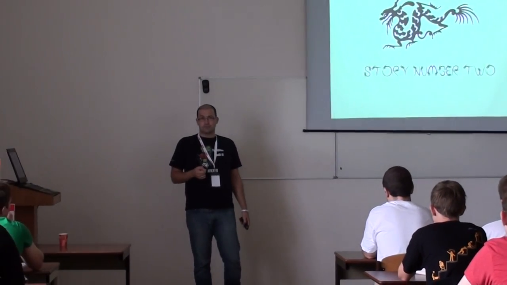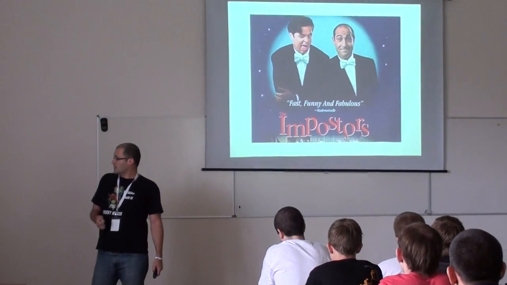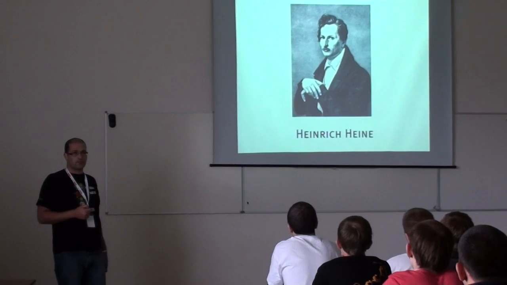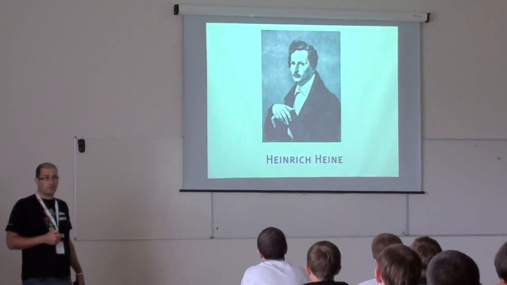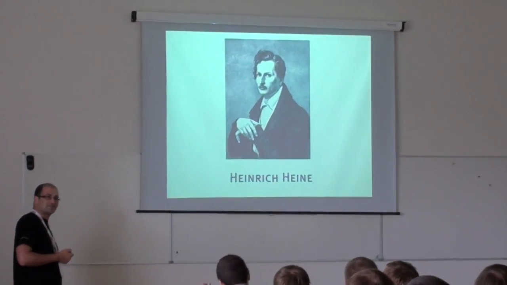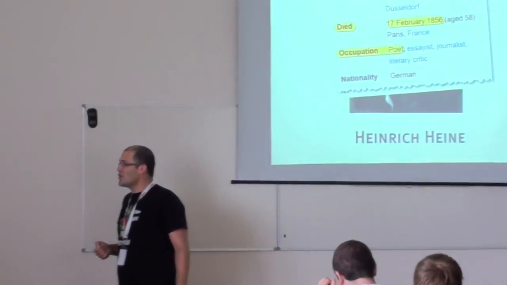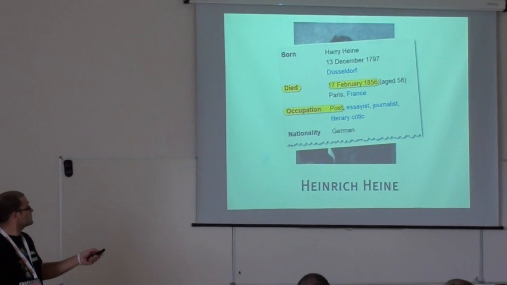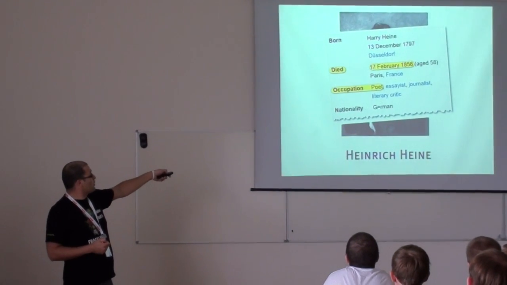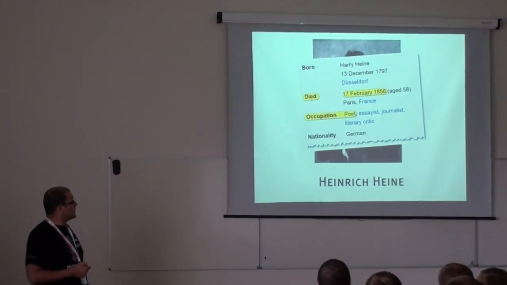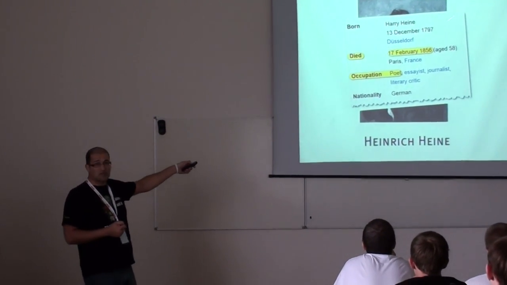Story number two. This story is about imposters. Who knows who this guy is? Who is Henry Heine? Henry Heine was a poet. He was born in Germany and lived and died in France, like a long time ago.